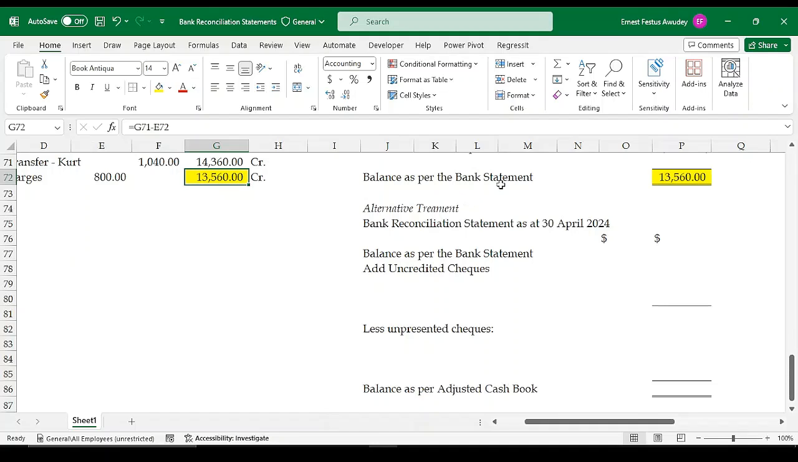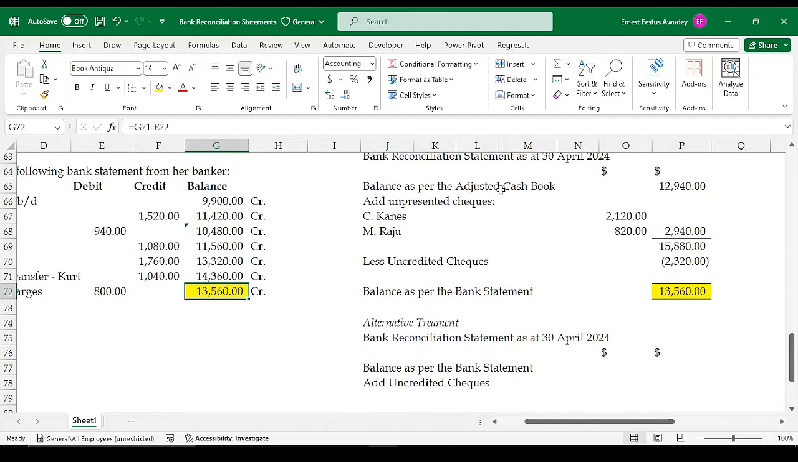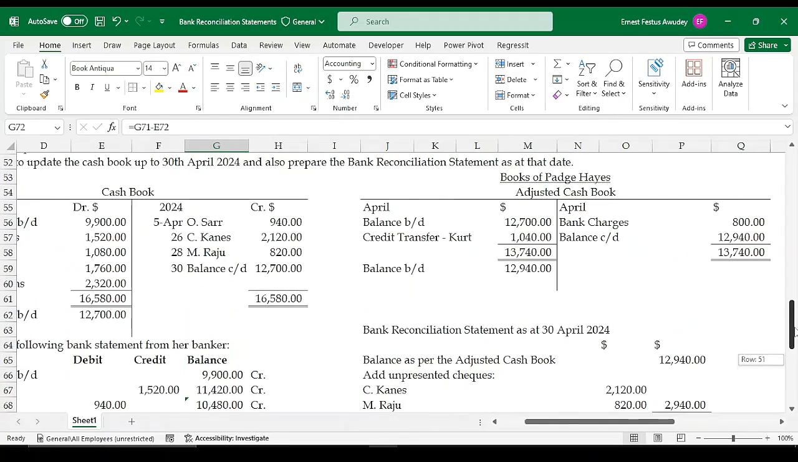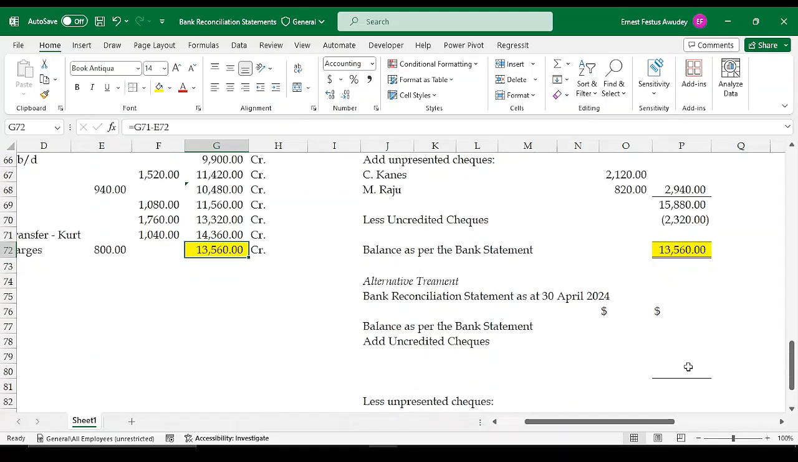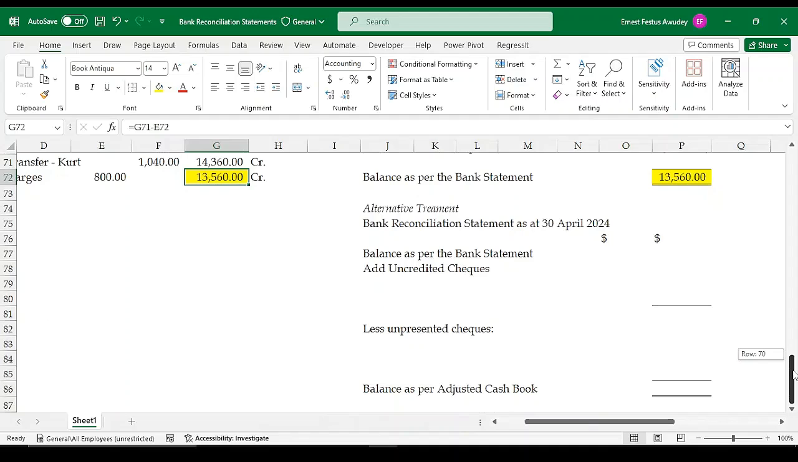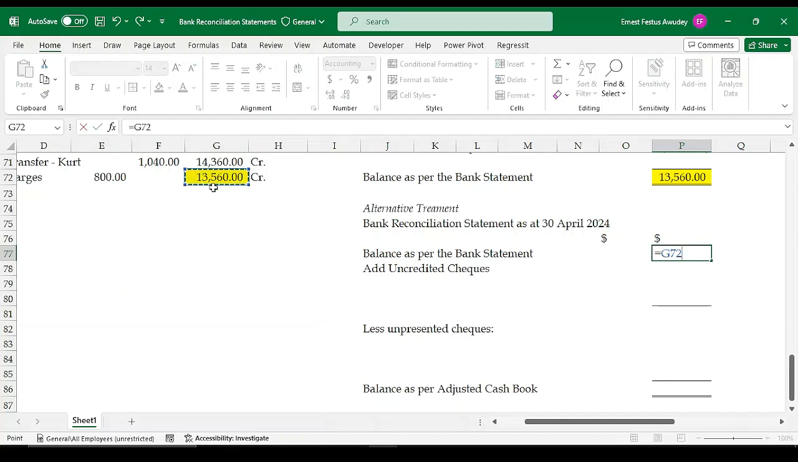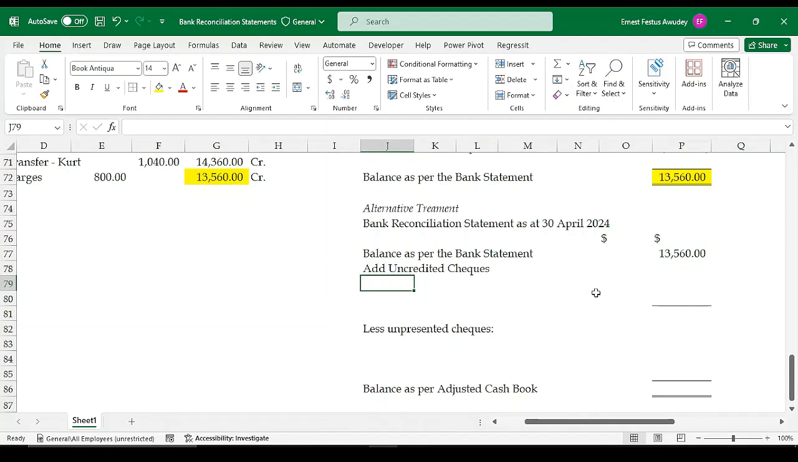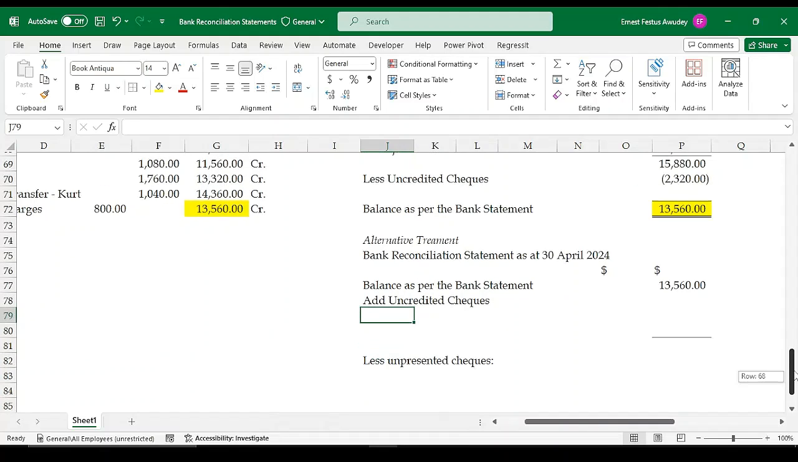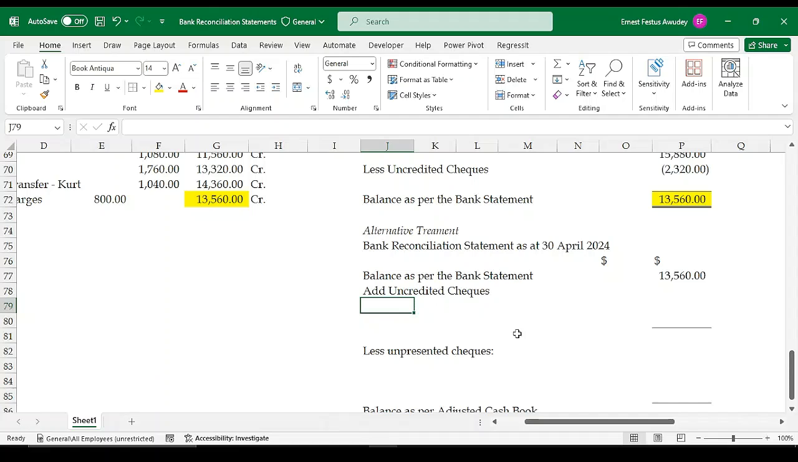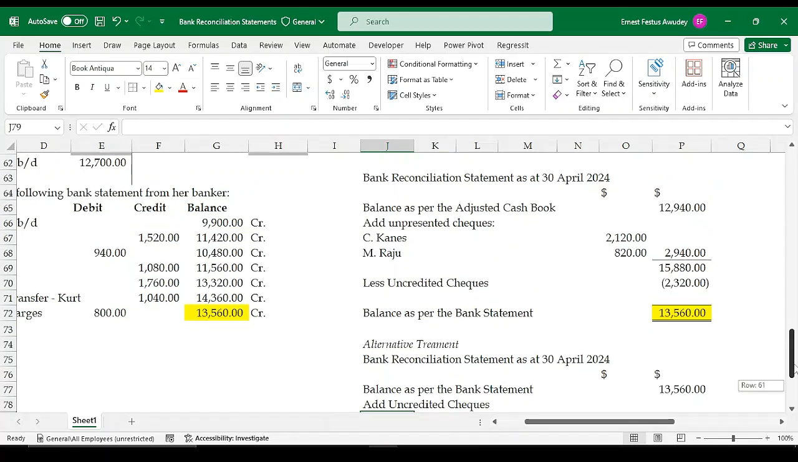All right, now quickly let's do the second format. So the second format is starting from the bank statement to the top. So you are starting from the bottom to the top here. In that case, you are going to end up with the adjusted cash book balance rather than the balance as per the bank statement. So we're going to start with the balance as per the bank statement, which is this amount here. Then we are going to add uncredited checks. And the uncredited check, as we have already identified, is referring to only one person.